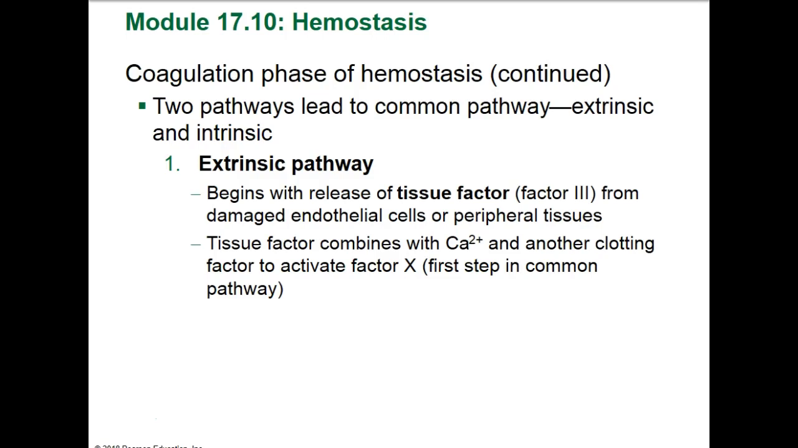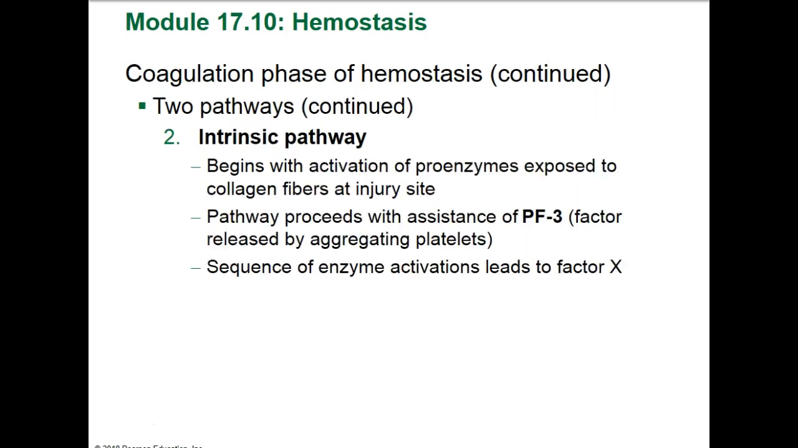The extrinsic pathway begins with the release of tissue factor, which we call factor 3, from the damaged endothelial cells of the peripheral tissues. Then the tissue factor combines with calcium and other clotting factors to activate factor 10. That's the first step in the common pathway.